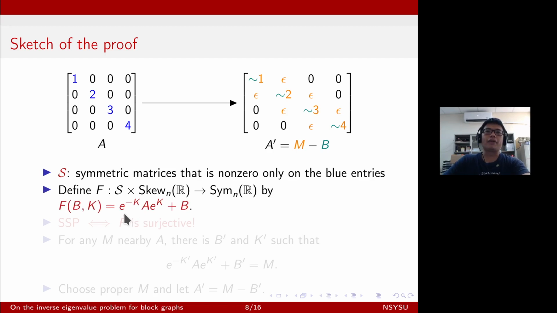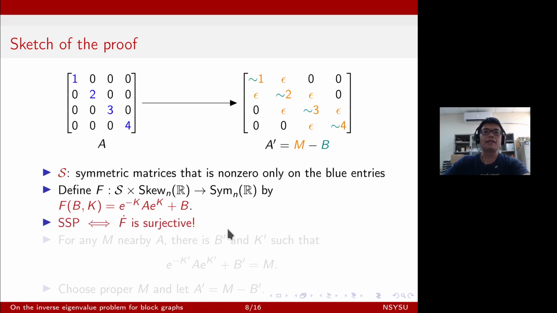And we can define the following perturbation. We want a matrix B in this S, and we also want a skew-symmetric matrix K. The perturbation is the following function. We do the perturbation such that it preserves the spectrum. This is the orthogonal matrix, and this is the inverse of the orthogonal matrix. So after we do this, it preserves the spectrum. And B tries to perturb the matrix a little bit, but preserve the pattern, because the pattern of B is just like this.